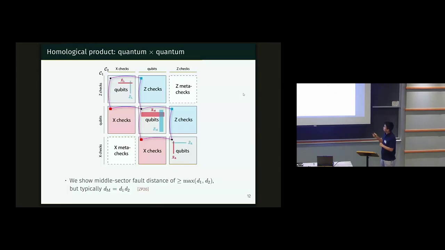Okay. Yeah, lastly, the last thing is you can take quantum times quantum. And this is like saying, 2D toric and 2D toric gives 4D toric.